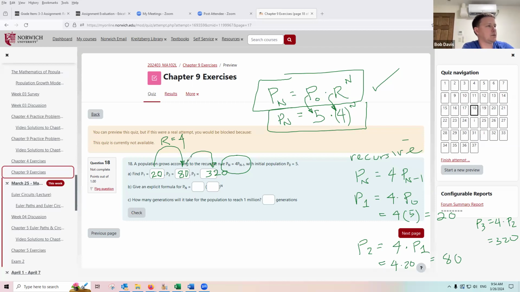That makes sense. So first we already had P0, so we know n, and you're going to solve for R. Yep. And then after that we were able to work out each question at a time, P1, P2, P3. And that also revealed the explicit formula.